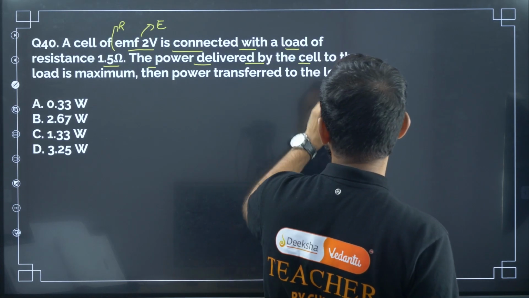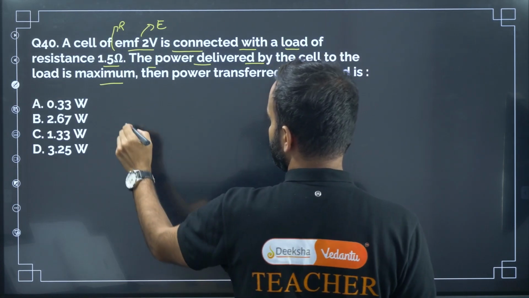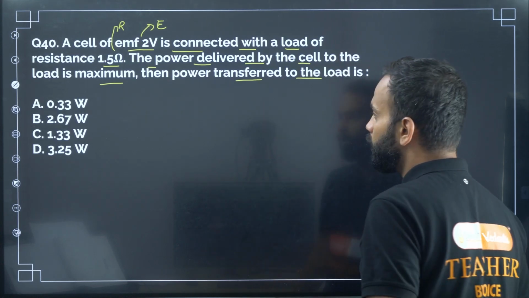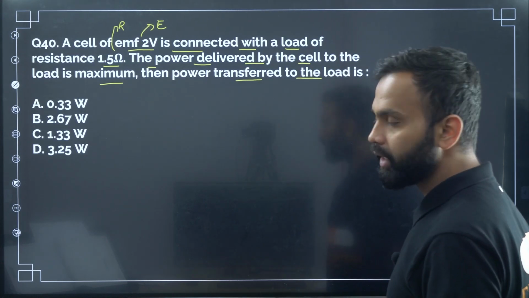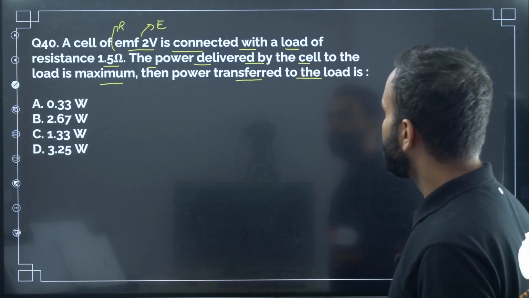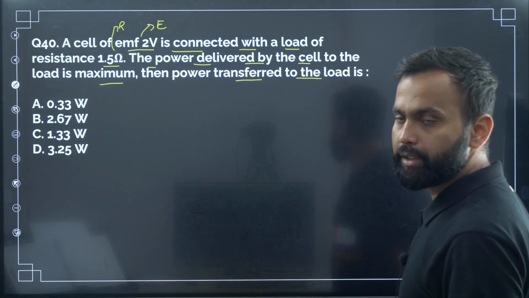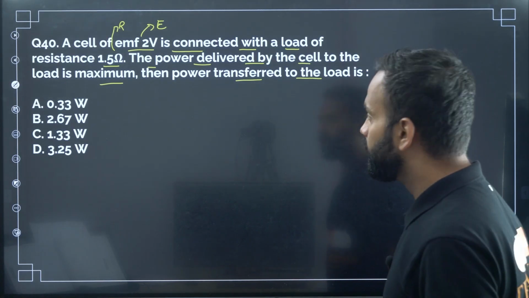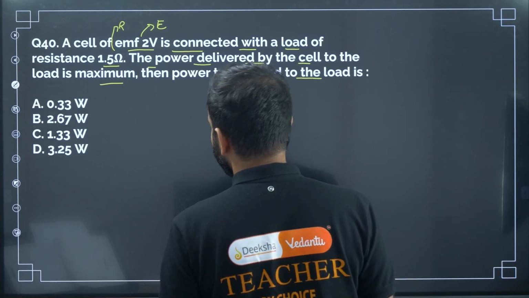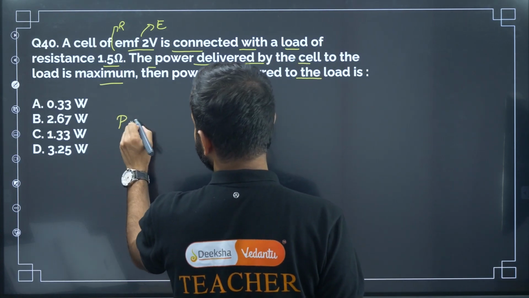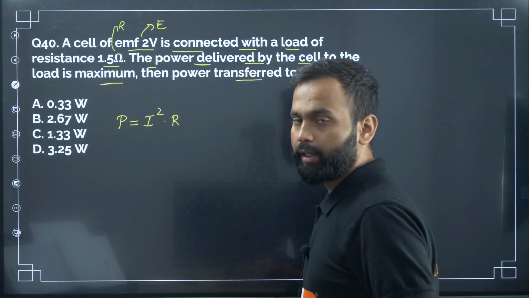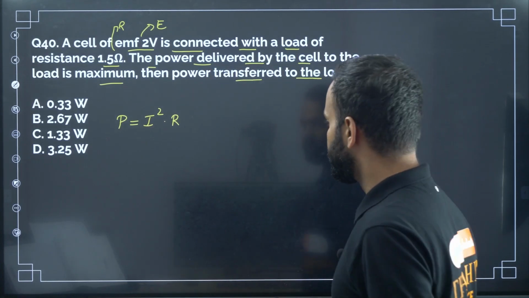The power delivered by the cell to the load is maximum, that is P is maximum. Then we need to find the power transferred to the load, right? The cell has internal resistance, so first we need to find the internal resistance. Here power P is equal to I square into R, where I is the current in the circuit.